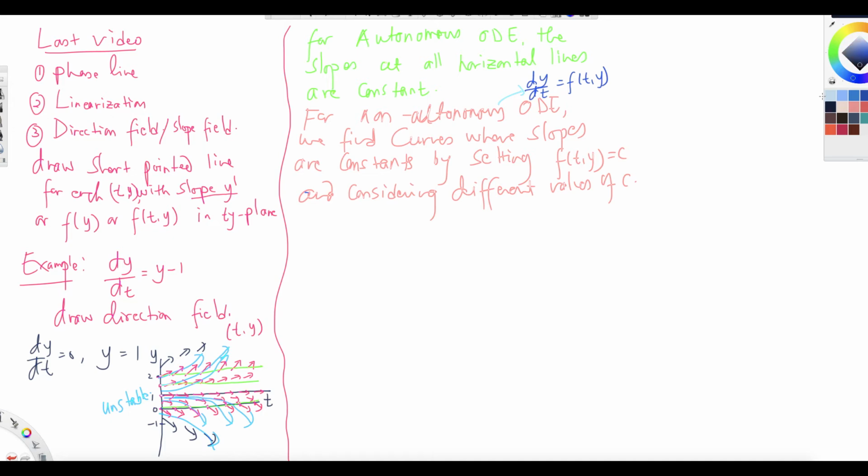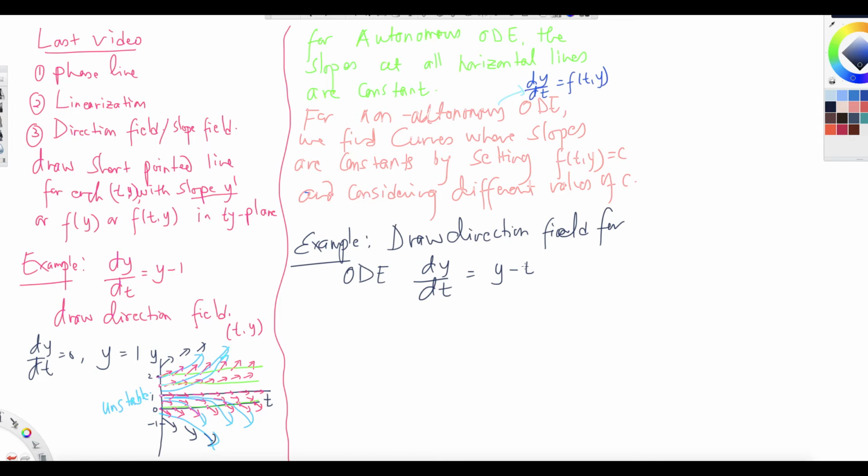Let us do one example. Draw the direction field for the ODE, the ordinary differential equation. The ODE is, let's say, dy over dt equals, instead of y minus 1, I am doing y minus t. There is an explicit t seen here, right?